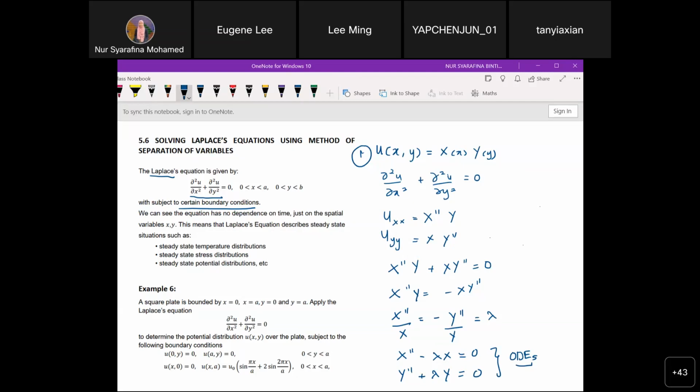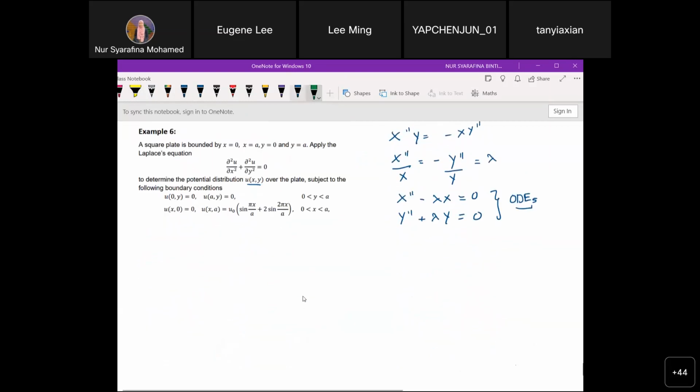For this example, a square plate is bounded by x equals 0, x equals a, y equals 0, y equals a, and we apply the Laplace equation to determine the potential distribution. We want u(x,y) over the plate subject to the following boundary conditions. You are given the boundary conditions here. Our first step, reducing to ODE, is already done. Our next step is to obtain the boundary conditions. What are the boundary conditions involved for this problem?